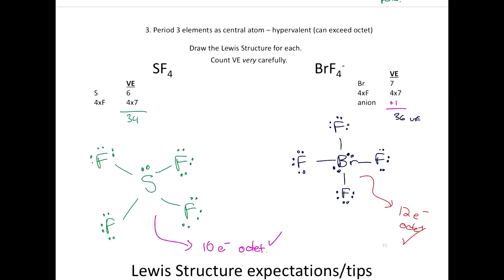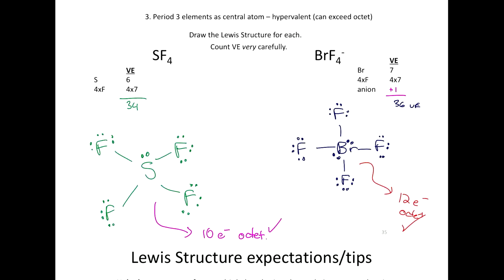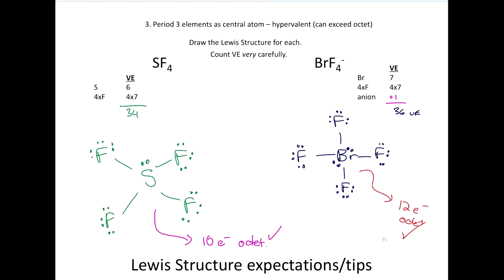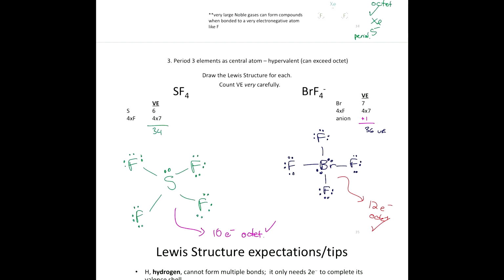So those are some examples of the central atom exceeding its octet. You're going to see it sometimes for sulfur, bromine, iodine, and sometimes even noble gases like xenon can undergo hypervalency. Typically, these will have fluorine attached to them as chemical bonds. So just know, count those valence electrons very carefully so you know how many electrons to put on that central atom. All right. So those are kind of like the last examples of Lewis structures.